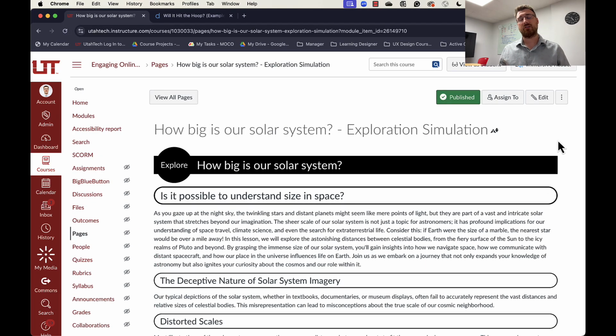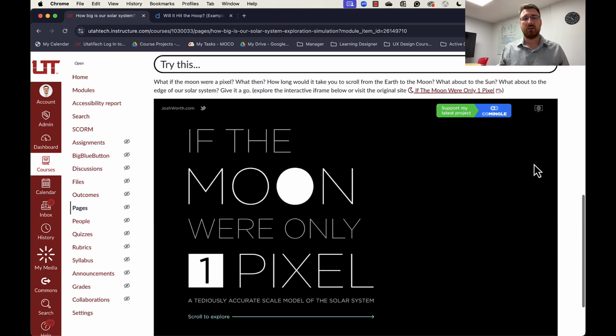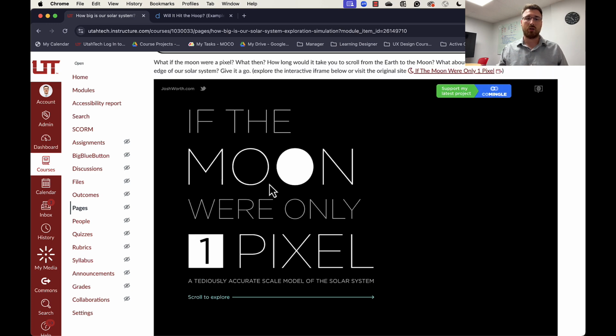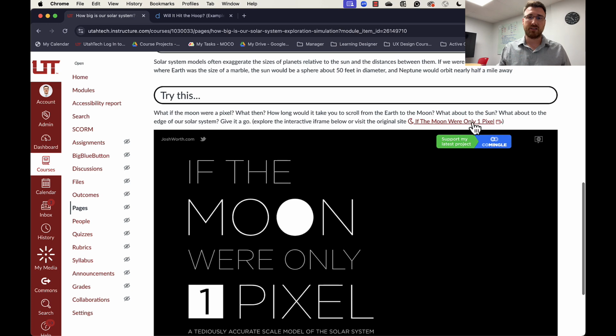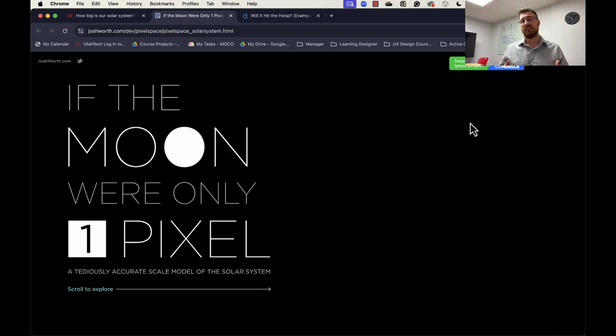In this last example, I came across this when I was a student. As I was taking courses on science, there's this concept of scale in our solar system or in the universe or the galaxy that's just unfathomable, unimaginable by our human brains. I've seen different ways that people have tried to depict how far our planet is from the next planet over, how long it would actually take to get there, et cetera. But this concept, if the moon were only 1 pixel, is a website that somebody created that I think is just a wonderful idea.